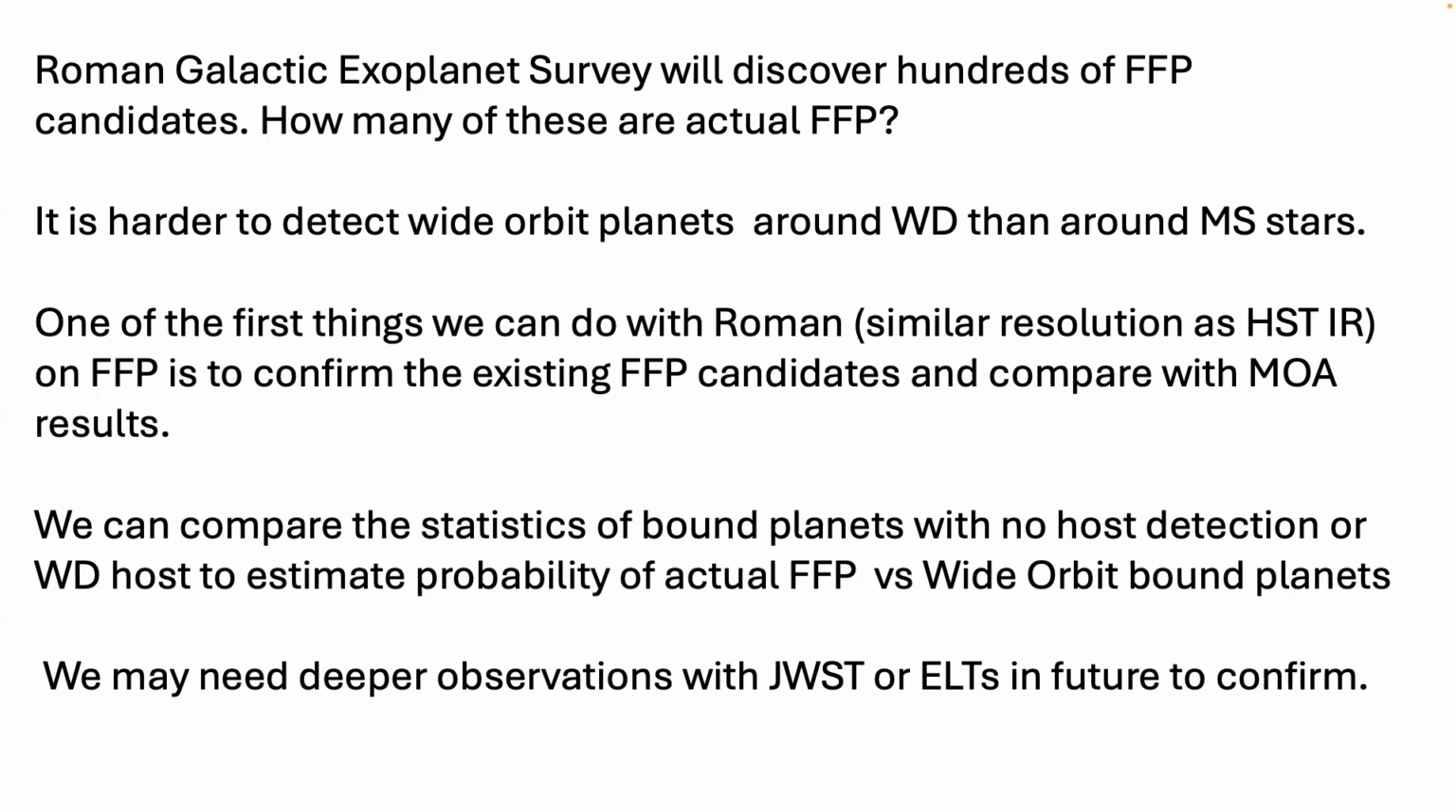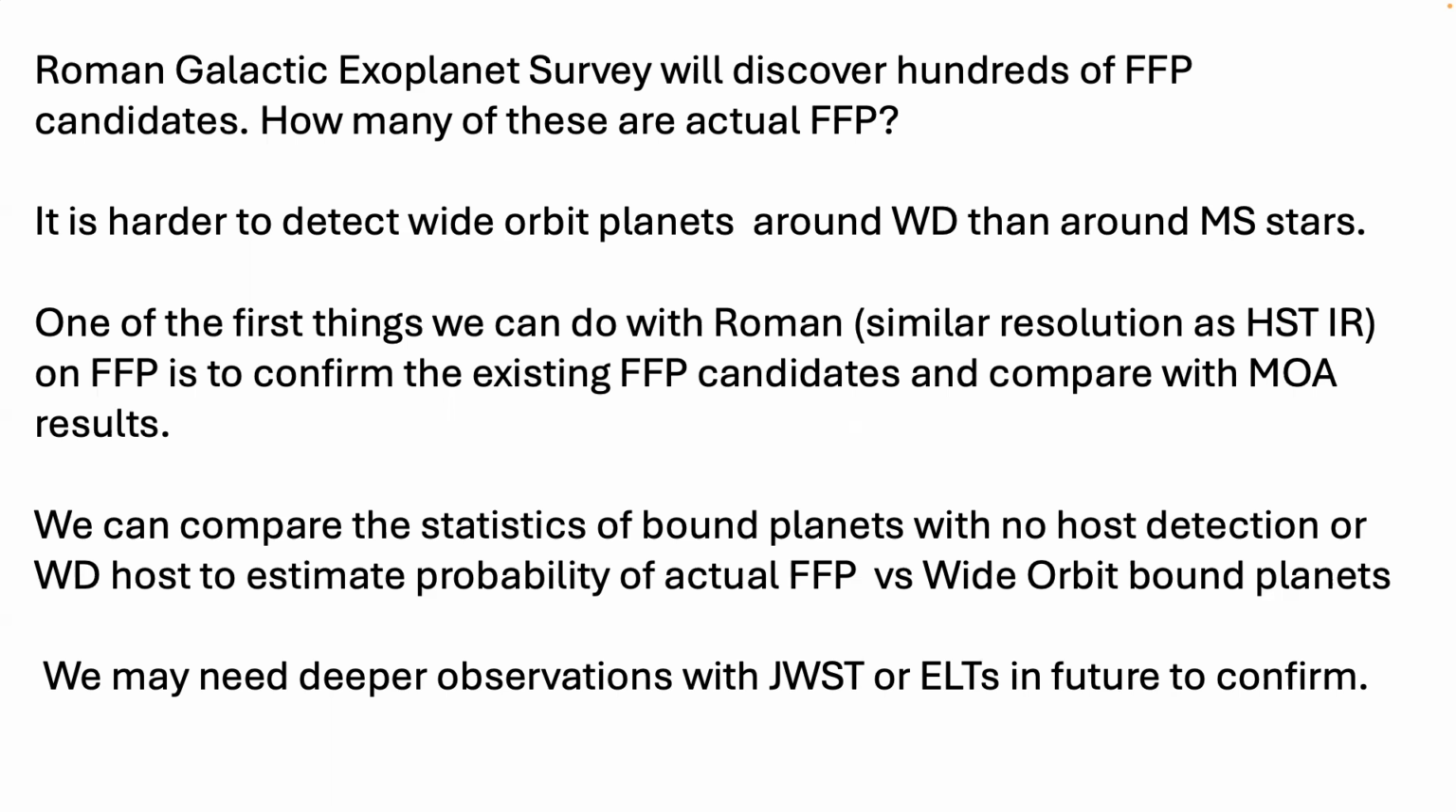So it seems like things that are wide bound to white dwarfs could actually be a pretty good background for free floating planets, just because it's so hard to tell that the white dwarf is there. Given what you've seen so far, do you have any idea what relative yields you would expect in Roman for these two different populations? Is it 50-50 or 90-10 or what? I think that would be hard to predict with the very small amount of data that we have now.